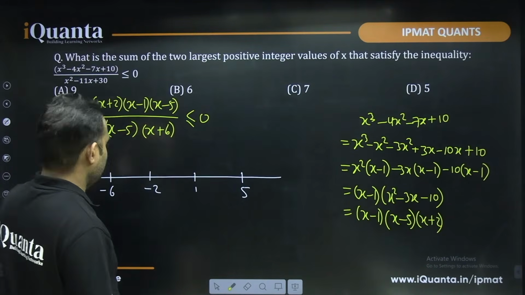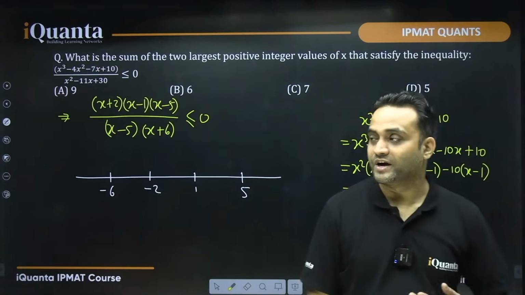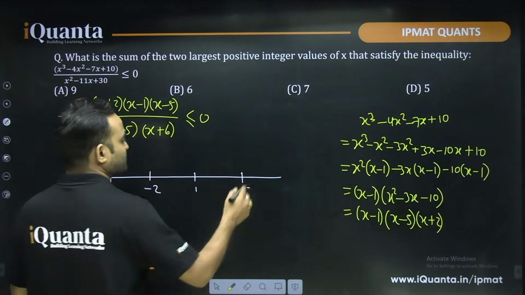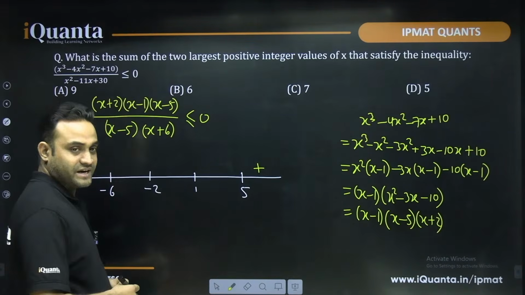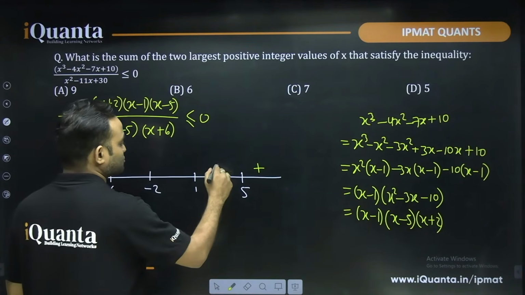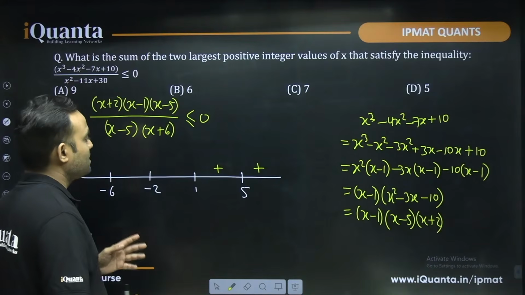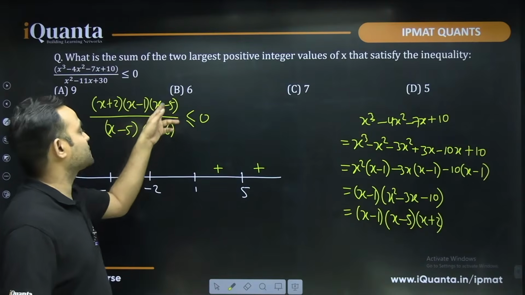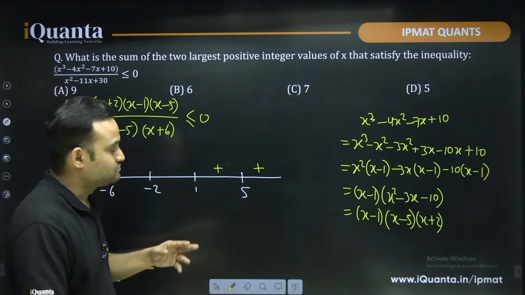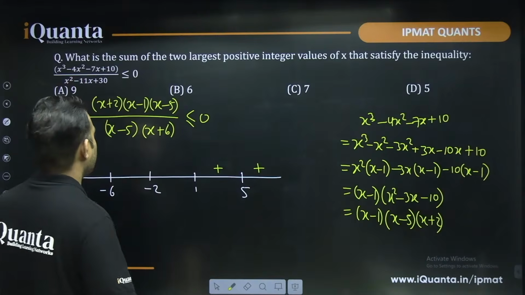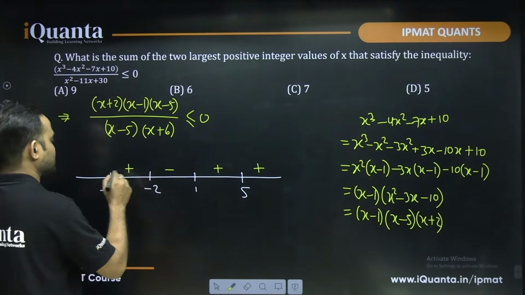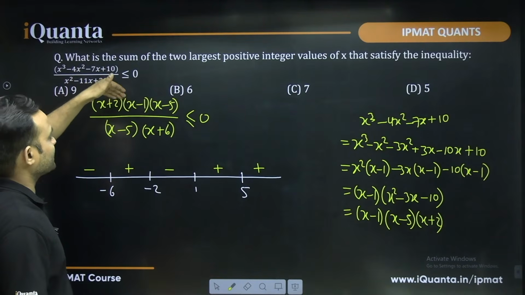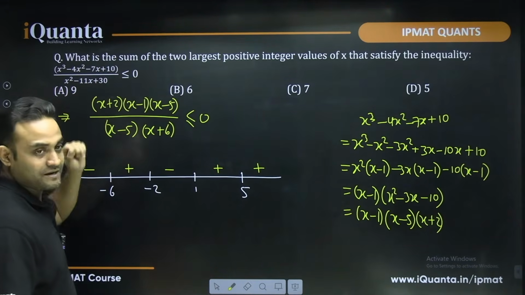If I check, where will this be positive and where negative? This will always be positive beyond this, correct? And this will also be positive beyond this, because the power of x minus 5 is even, so the sign will not change. After that, the sign will change: minus, plus, minus. Put minus 10 here: negative, negative, negative, negative, negative.